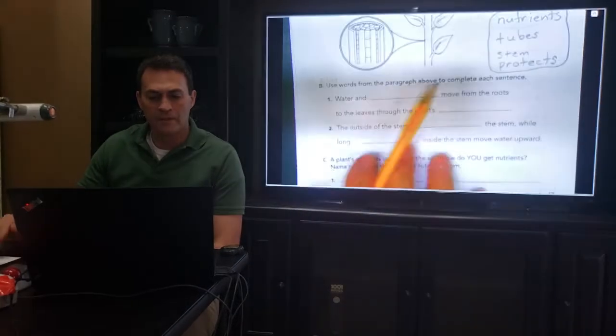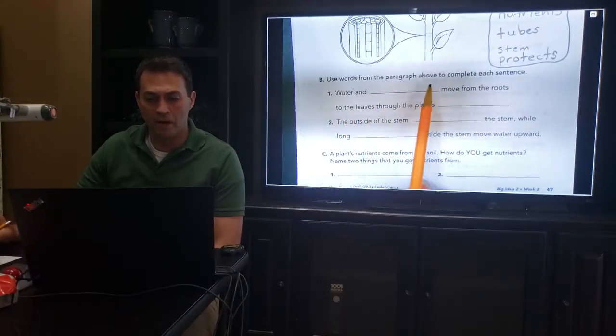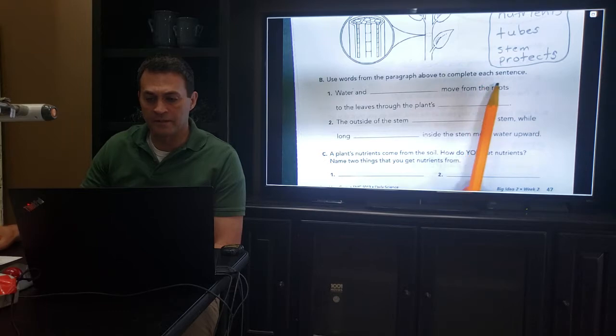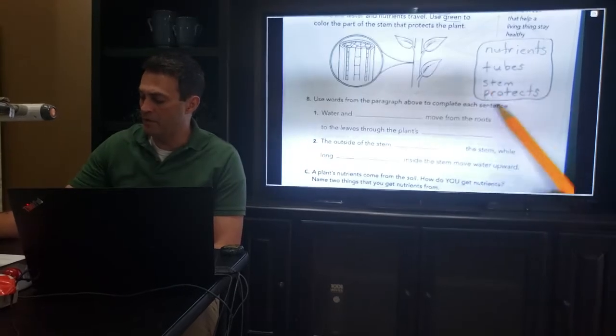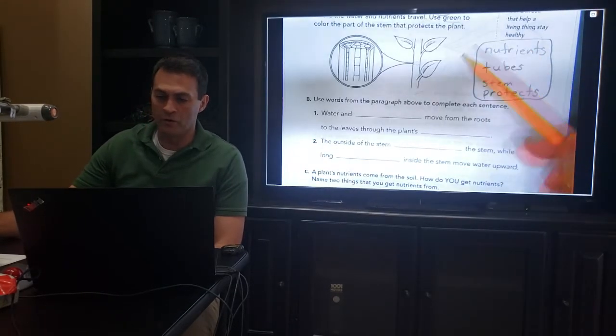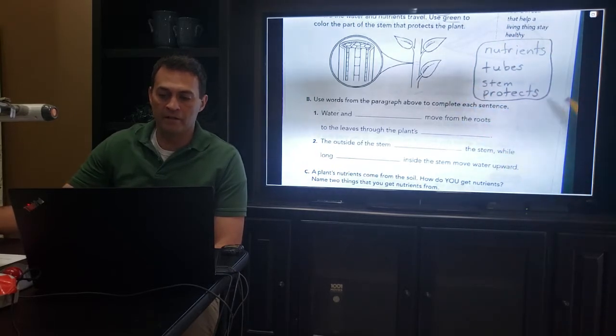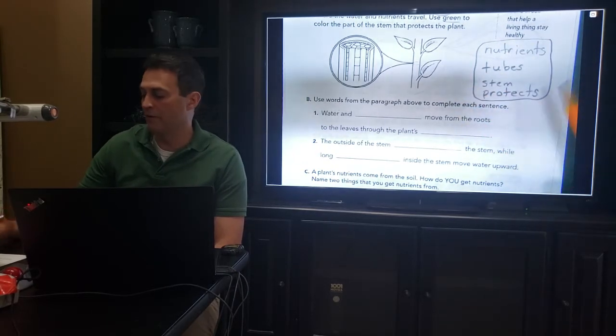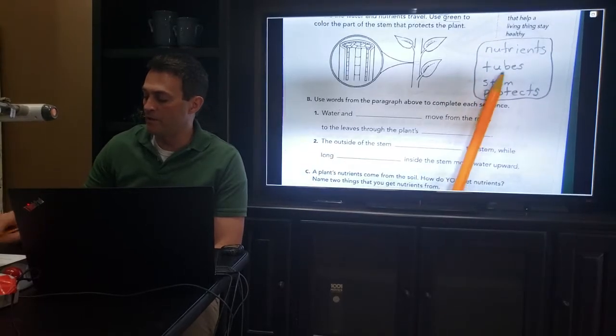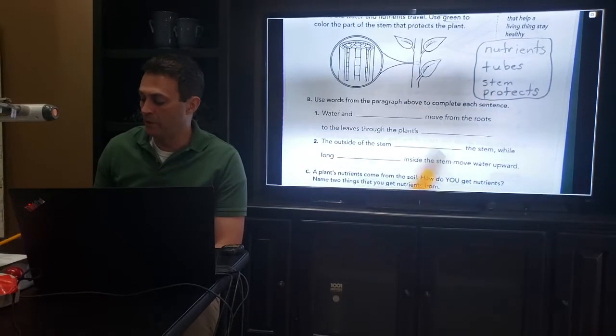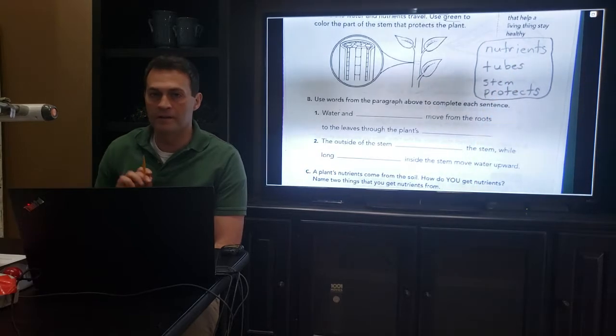Part B says use words from the paragraph above to complete each sentence. Now I wrote these words up here, I scrambled them up. These are the words you're gonna use. If you want to pause it and write them down yourself, that's fine. I thought I'd make it a little easier on you because sometimes these can be a little difficult. But anyways, these are the 4 words you're going to use to fill in the blanks, but they are scrambled up. They don't necessarily go in order.